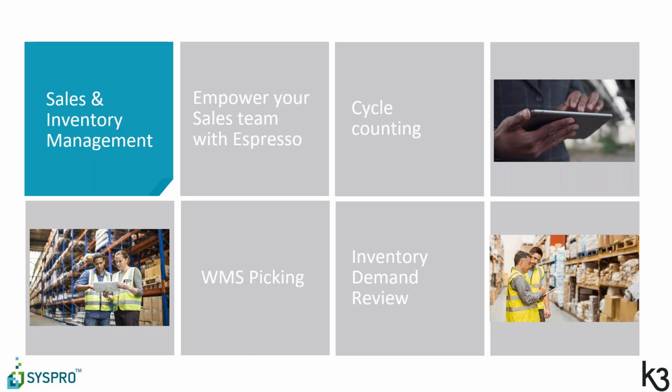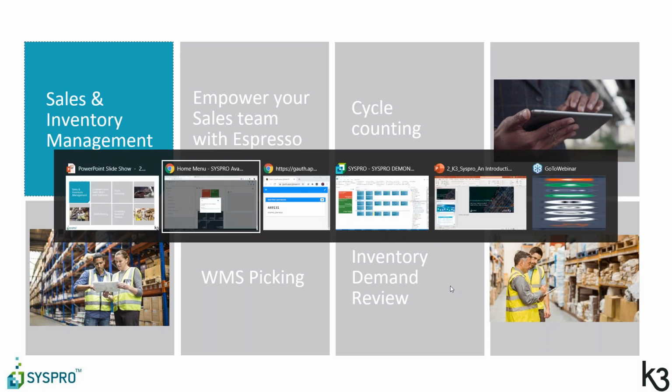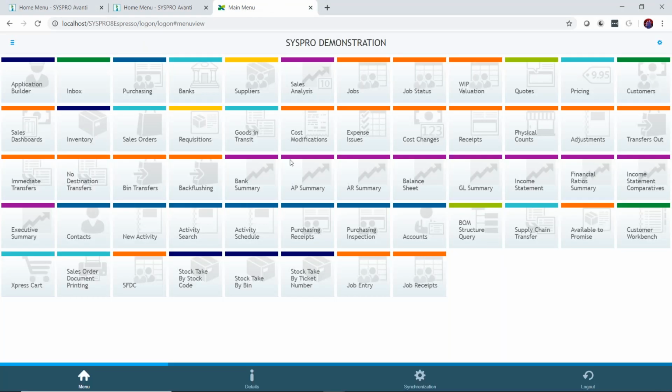Now, before we dive in, I'd actually like you, Nick, if you don't mind, to spend a little bit of time showcasing the Espresso and the inventory changes. Absolutely. So those who aren't familiar with Espresso, Espresso is SYSPRO's mobile solution. So this is built primarily for mobile devices and iPads and allows you to do a whole range of functions, from inventory to taking on orders to querying stock items.